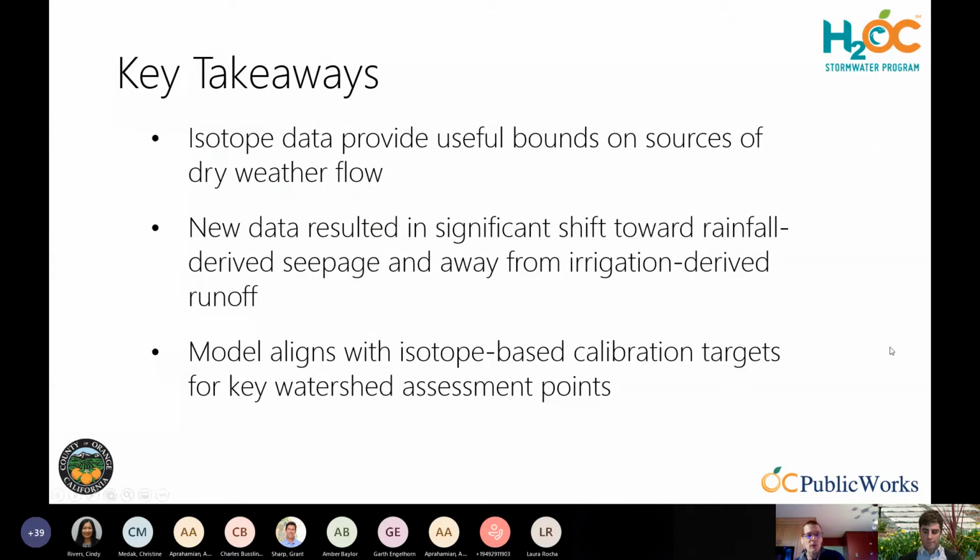Right, okay, so these are the takeaways. We had a calibration, we perturbed it to incorporate the information given to us by the isotope data, and then we re-established the calibration. And so we have a significant shift toward rainfall-derived seepage and away from irrigation-derived runoff, especially insofar as the source of summertime base flow. Let's move on, Aaron.